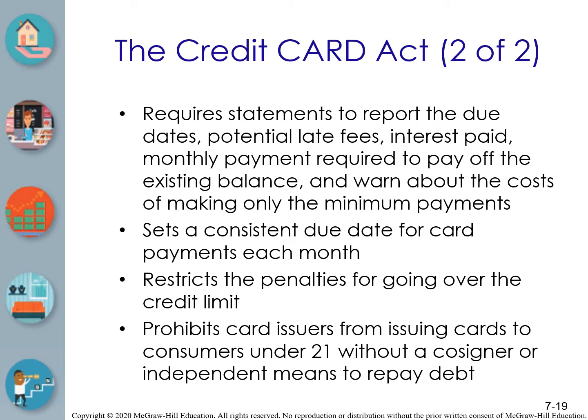Sets a consistent due date, the 15th of the month, end of the month, and all the requirements that kind of go into that. Restricts the penalties for going over the credit limit. Prohibits card issuers from issuing cards to consumers under 21 without a cosigner or independent means to repay debt, meaning that it controls, rather, that access.